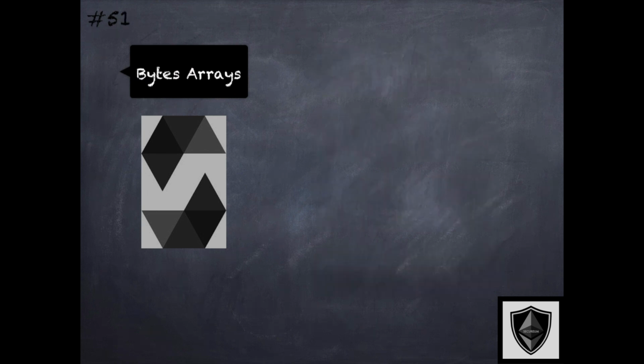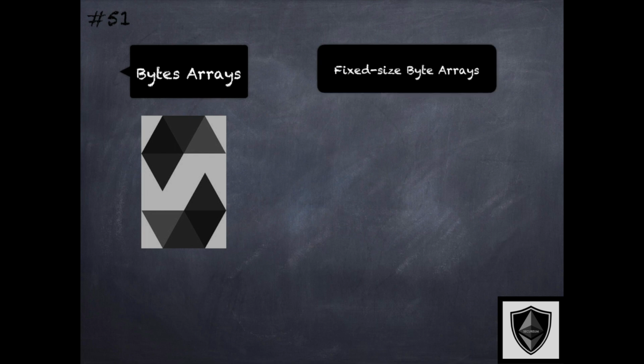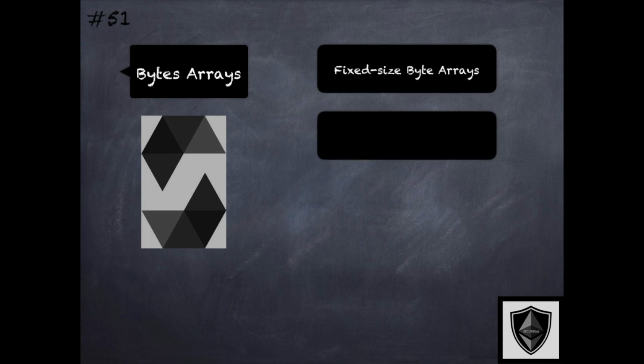The next type is something known as the bytes arrays. As you can guess, these types are used to store arrays of raw bytes. There are two kinds here. If we know what the size of the byte array is going to be in advance, then we can use what are known as fixed size byte arrays. They come in 32 kinds. Bytes1 for storing 1 byte, bytes2 for 2, all the way to bytes32 for storing 32 bytes, which is really the full word size in the context of EVM.